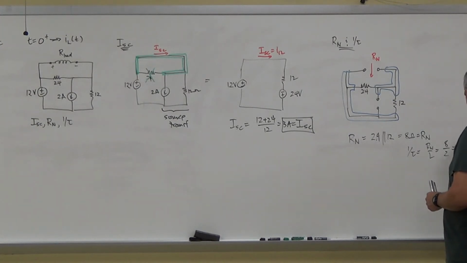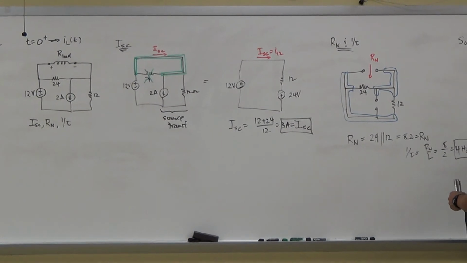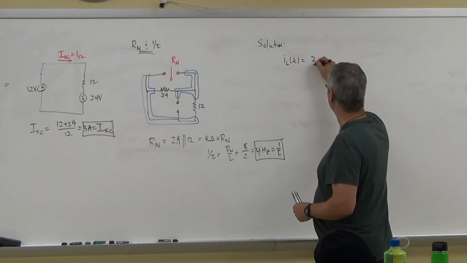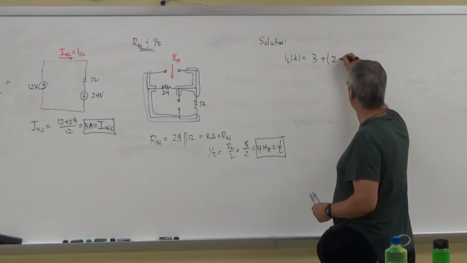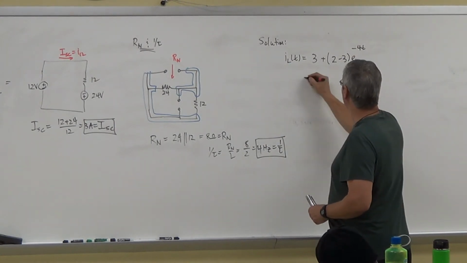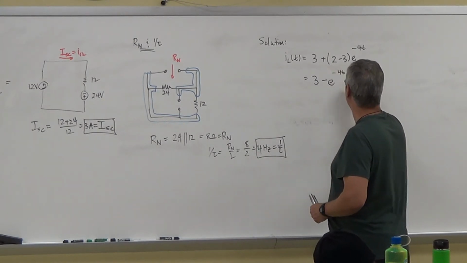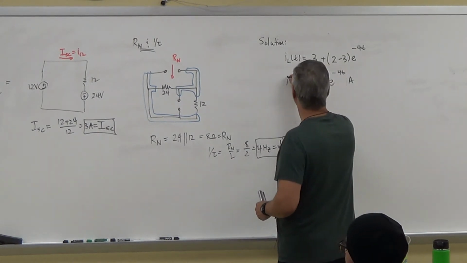That's all I care about right here. Okay? So then that means my solution is this. IL of t is I short circuit, which will be 3 plus the quantity 2 minus 3 e to the minus 4t. In other words, 3 minus e to the minus 4t is my current here, which is in amps.